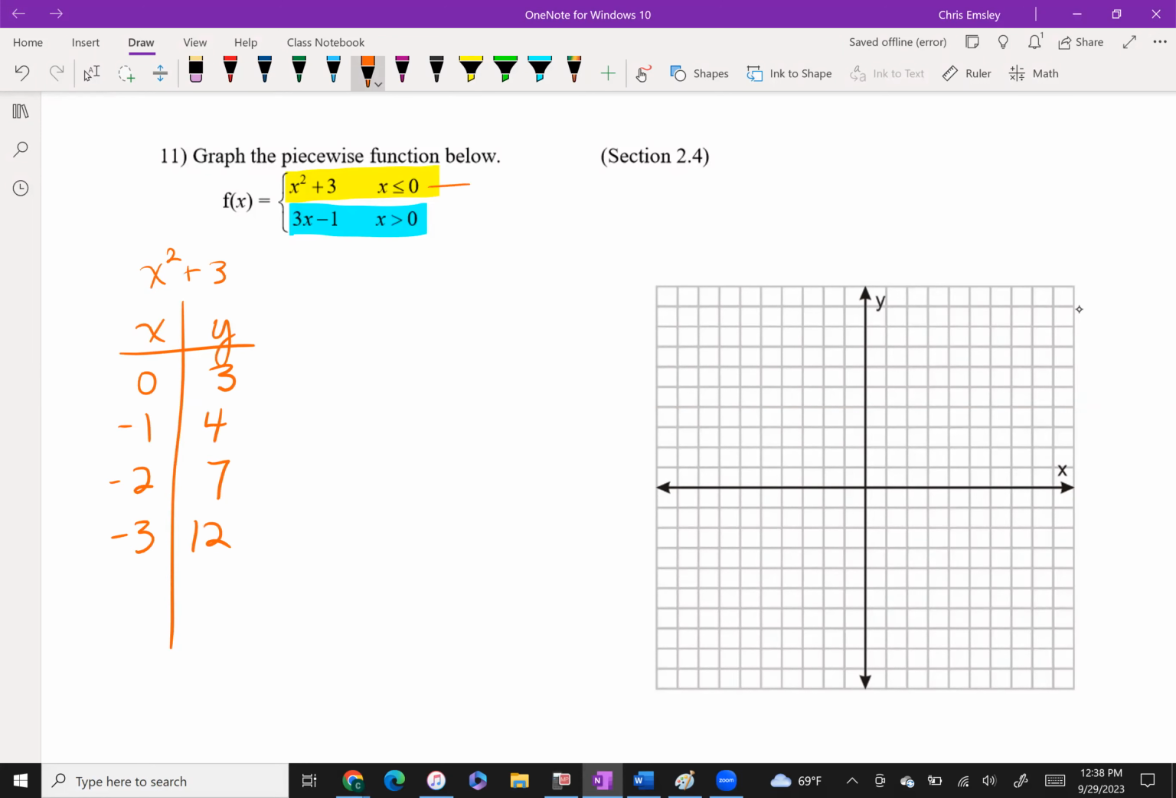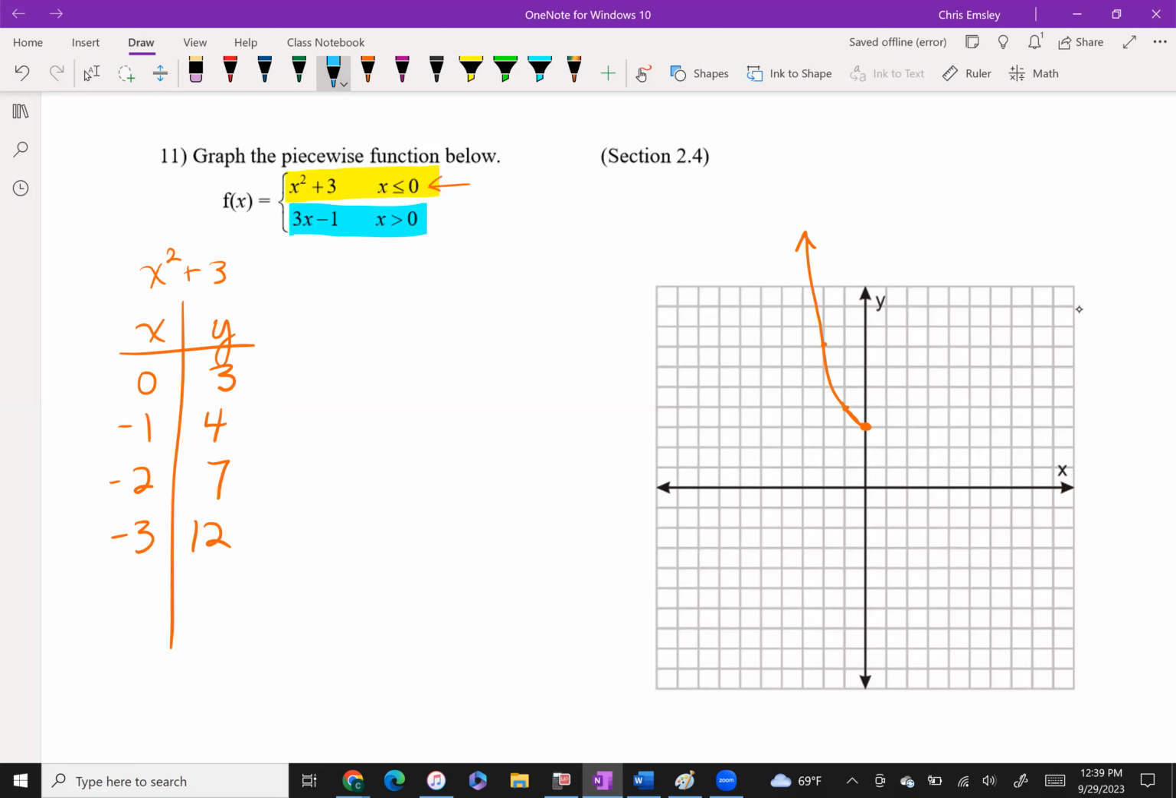Notice this is x less than or equal to 0. So that point 0, 3 is going to be a closed circle on my graph, included in this portion of the graph. Then we have -1, 4, and -2, 7. And if we wanted to, we could do -3, 12, kind of off the graph up there, but I don't think we need it. Draw ourselves a nice little half of a parabola here. There's half of our piecewise function.